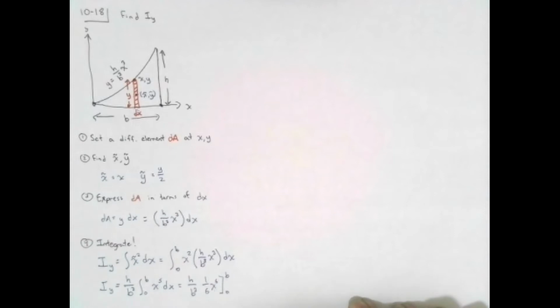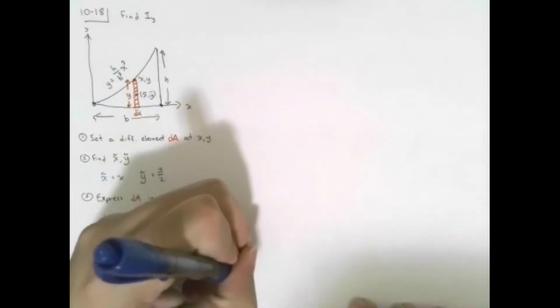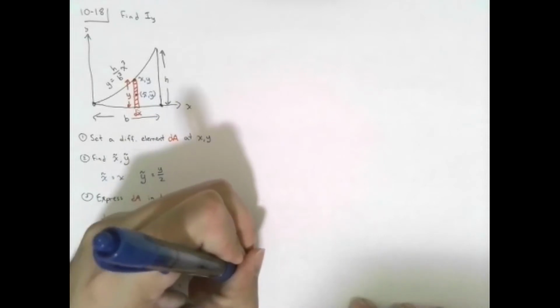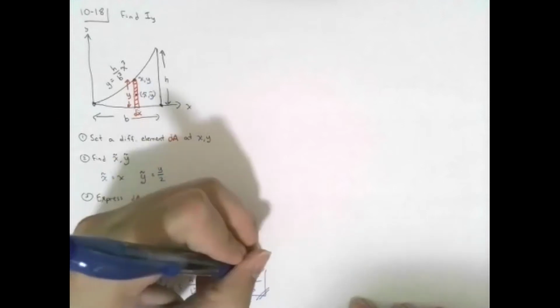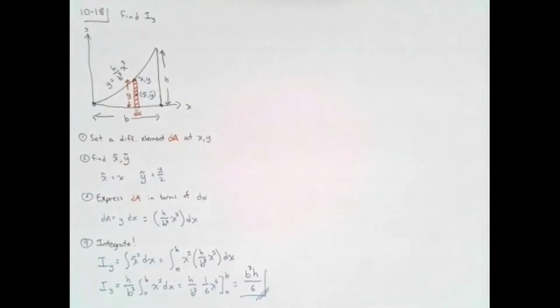Now, if x equals b, then we get b to the power of 6 divided by b to the power of 3. That's just b to the power of 3 times h divided by 6. So our final answer is b to the power of 3 times h divided by 6. So pretty simple problem once we actually get the hang of our moment of inertia. But just so that we are all on the same page, are there any questions with this problem?